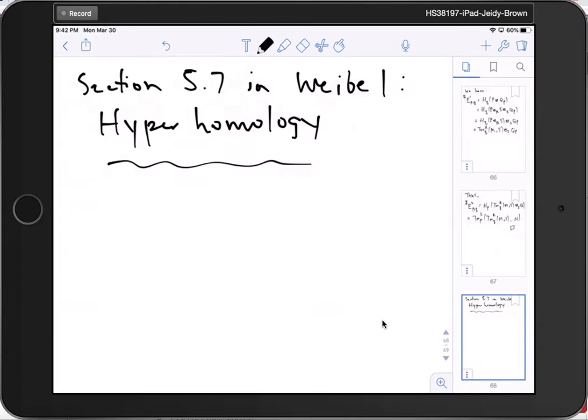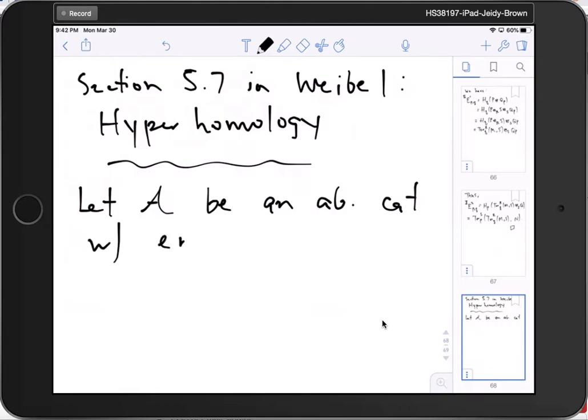So en route to that goal, I want to make the following definition, which is a sort of special kind of resolution of a complex rather than a module. It's called a Cartan-Eilenberg resolution. Okay, so let's go back to the general setting of an abelian category. So let A be an abelian category with enough projectives.